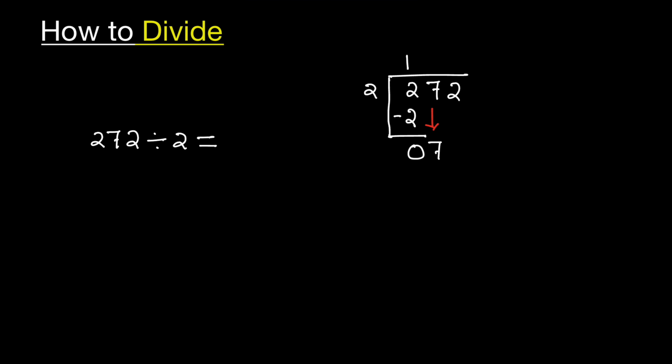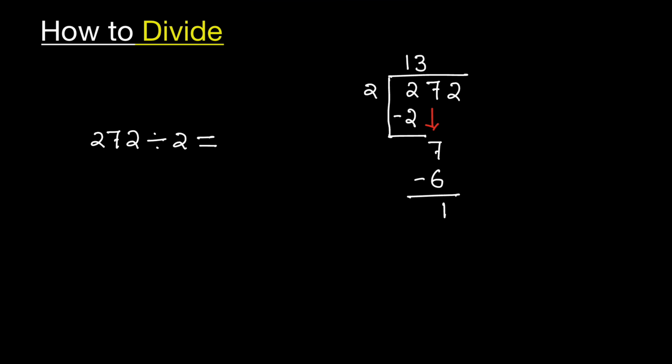See that this is the number 7. So we will remove this 0. And we know that 2 times 3 is equal to 6. Subtract, we get 1. Now again see that this 1 is less than 2.